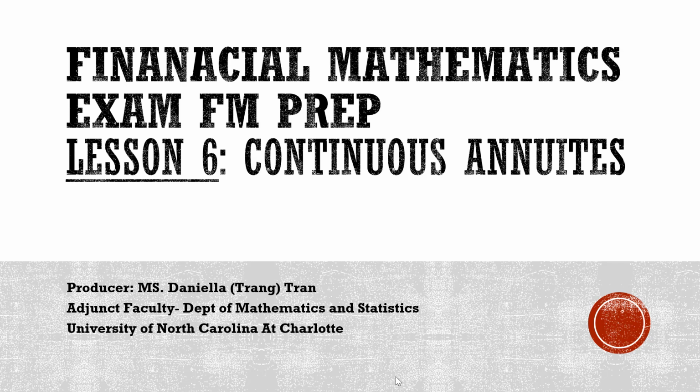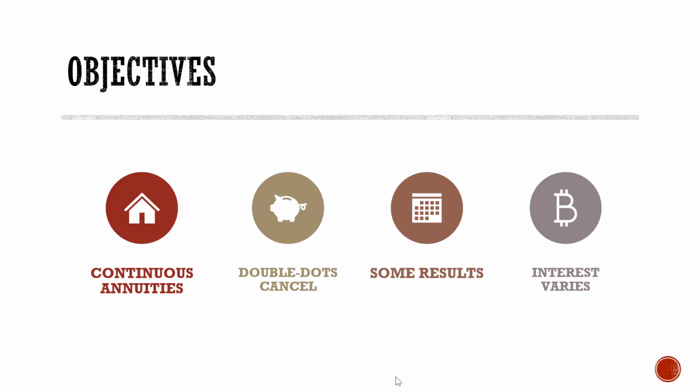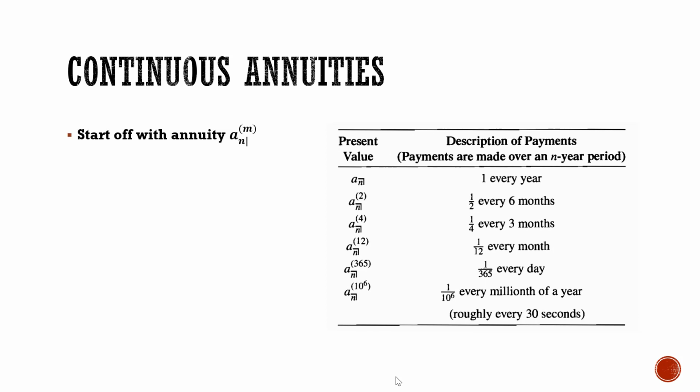Today's lesson I'll be talking about continuous annuities. First I'm going to introduce continuous annuities. Then I'm going to talk about double dots cancel, and some results in interest varies problems. So let's get started. To understand continuous annuities, we first start off with annuity a angle n with top script m.